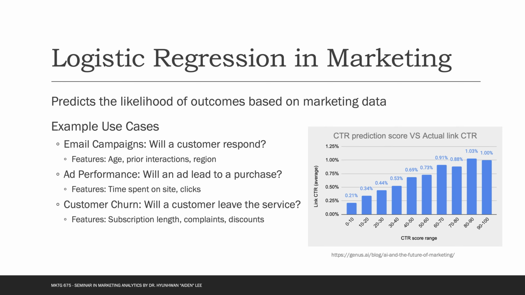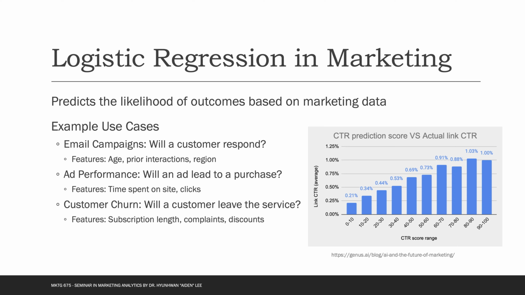Logistic regression is especially useful in marketing because it predicts the likelihood of an outcome for each customer. For an email campaign, it can estimate the probability that a customer will respond using features such as age, past interactions, and region. For digital advertising, it can predict whether an ad view or a click is likely to lead to a purchase based on time on site or previous clicks.